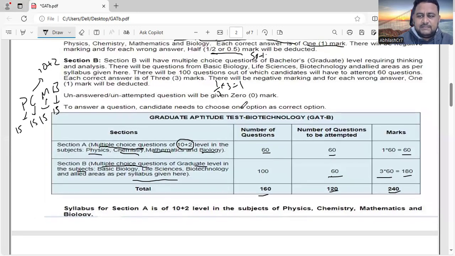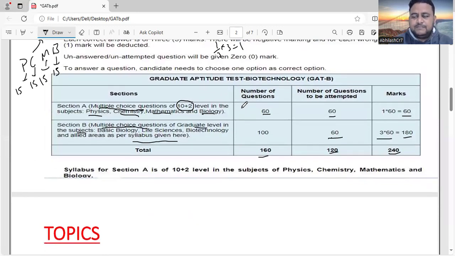Now we will dive deep into section A. Section A, like I told, is of 10 plus 12 level. In the streams of physics, chemistry, mathematics, and biology, our concern is about mathematics. I'm your mathematics faculty. Each subject will have 15 questions each. So section A has 60 marks.